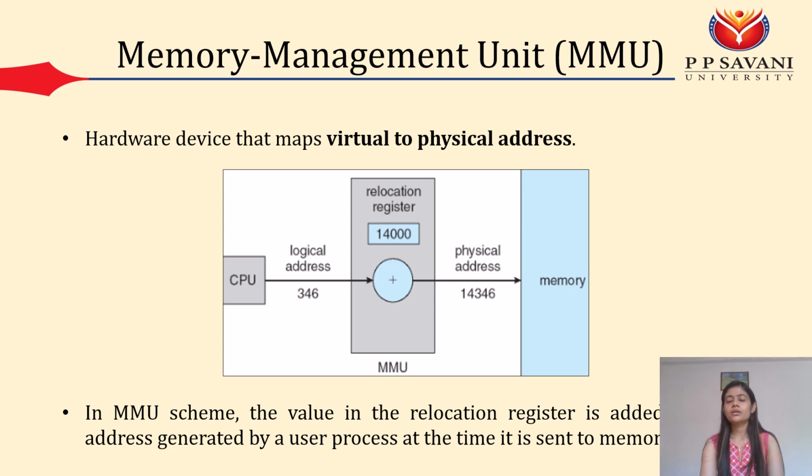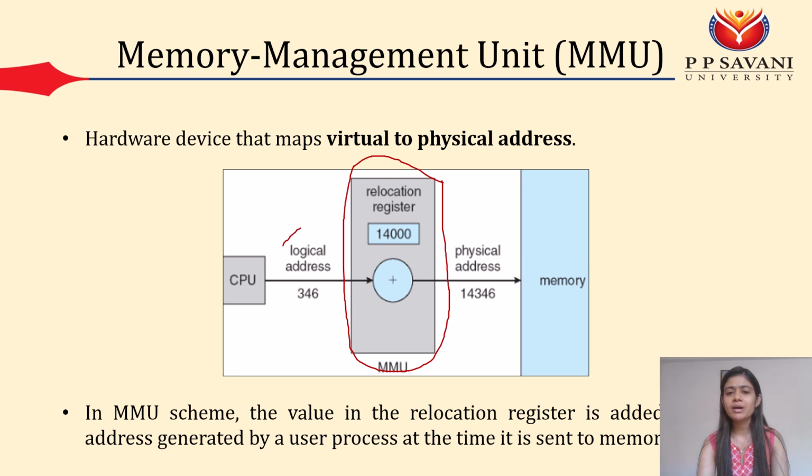Now the next is the structure of the MMU, that is the Memory Management Unit. It is a hardware device that maps virtual to physical addresses. So this is the basic structure of the MMU. The MMU comes between the CPU and the main memory. Whatever address is generated by the CPU is called the logical address. Let's say the CPU has generated logical address 346.